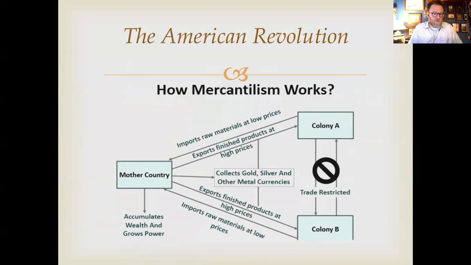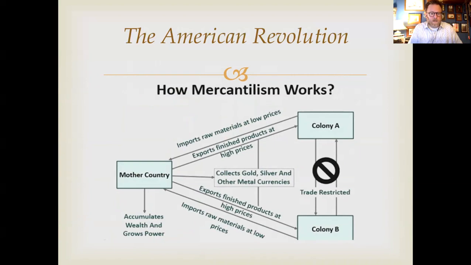So the colonies weren't allowed to manufacture goods. They had to send the raw materials to the mother country. Whether this was textiles like cotton, for example, would be sent back to Britain, turned into cloth and clothing, and then sent back and sold to the colonials. Wood products, so lumber would be sent to the mother country, and then chairs and other manufactured goods would be sent back to the colony.